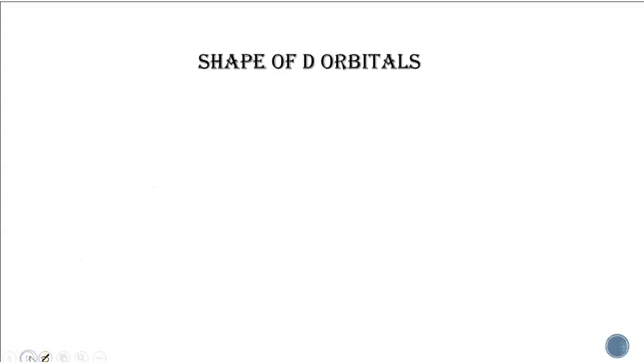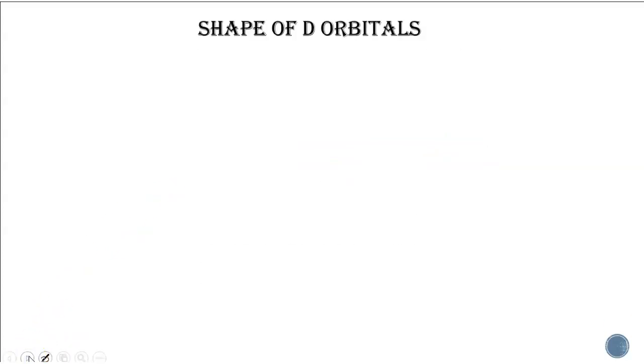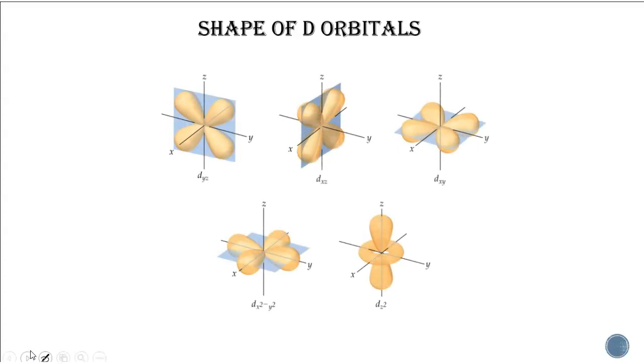Yeah, so where we are now, we will just be seeing the shapes of d orbitals, and that's all about this particular video. See, you can see over here your dyz, dxz and dxy. These all orbitals are going to lie in between the planes. You can see dyz lies between the y and z axis, you can see, okay. Same is the case with dxz and dxy.